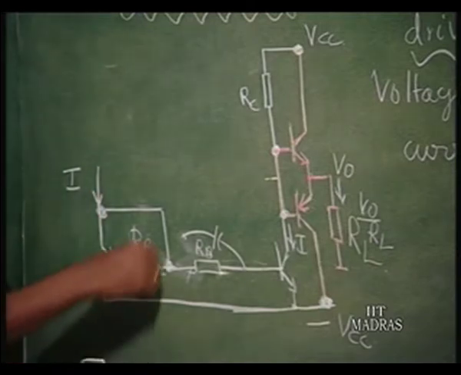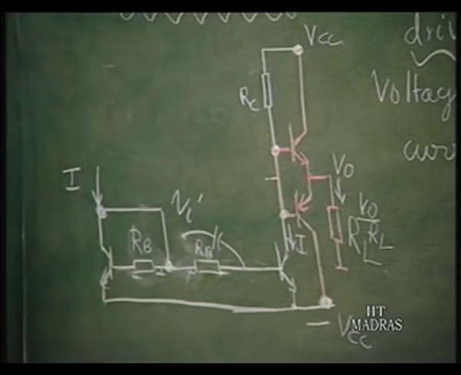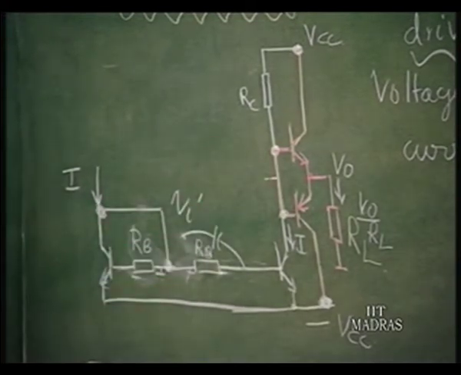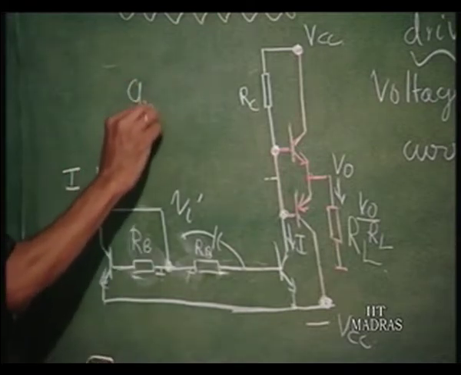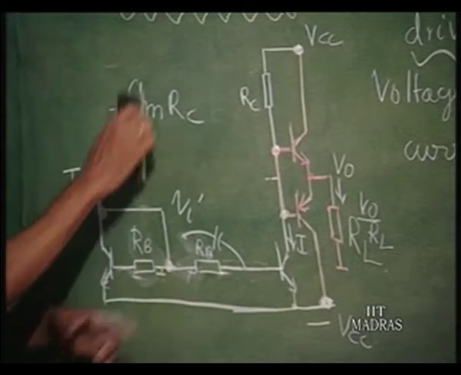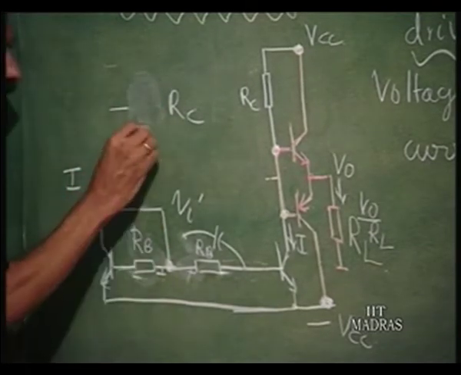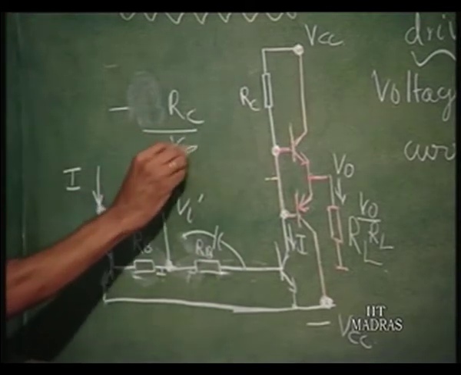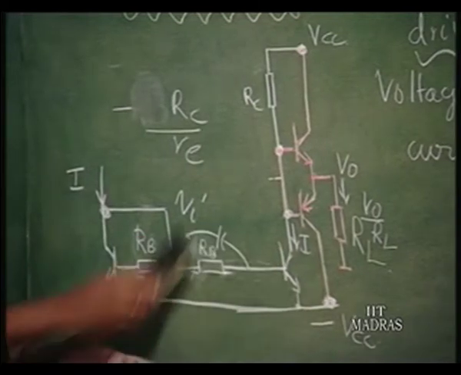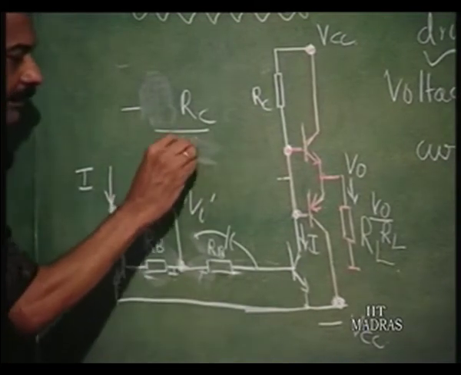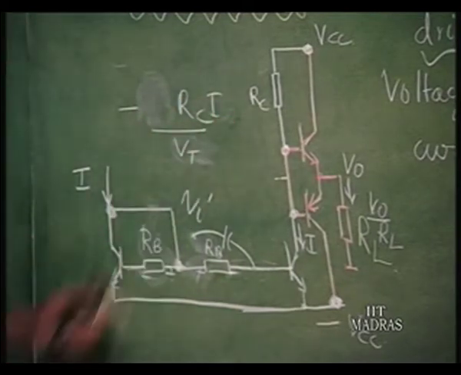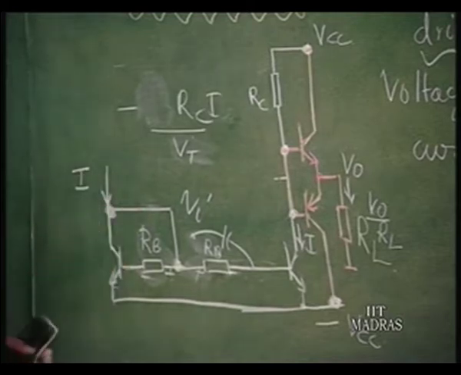Now, this is the place where we feed the Vi, and therefore, the gain of this is going to be minus Gm into Rc, Gm being equal to 1 over Re, Re being equal to Vt divided by I. So, this is the gain of this stage.